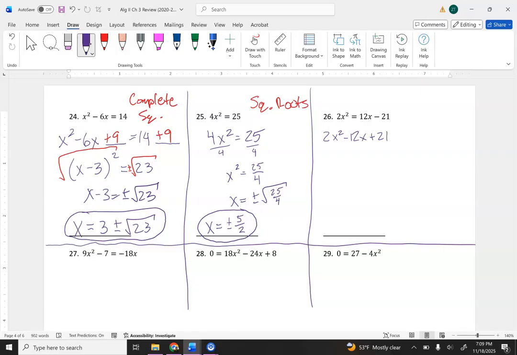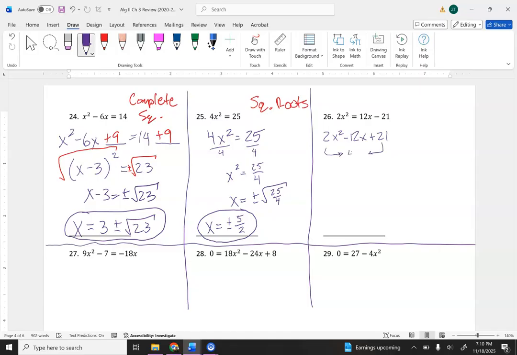All right, now you can already see that because the a value is not 1, this is going to be an AC method, or it's going to be a quadratic formula. I'm quite positive there's a quadratic formula one coming up soon. So I'm going to go ahead and do AC method on this one and just see if it works.